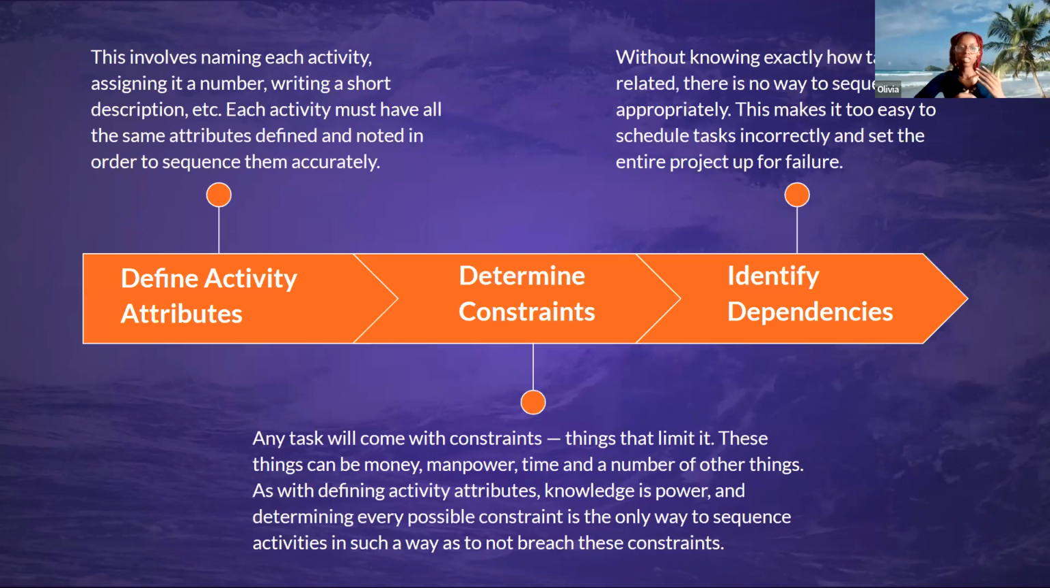Now, some of the steps to sequencing activities, we're just going to talk about 3. The first one: you need to define your activity attributes. It's just about naming and assigning that activity a number. You can also write a short description and so much more. Each activity must have all the same attributes defined and noted in order to sequence them accurately.